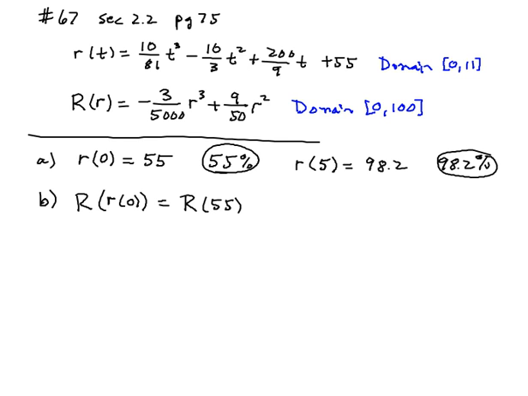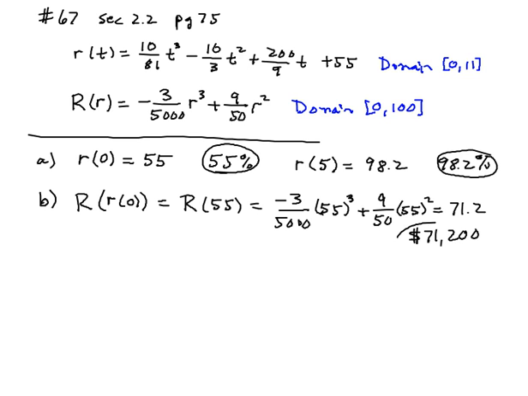55. And again, as I did before, I'm really, of course, just plugging values into my input variable there. I'm evaluating the function at different values of the input variable, in this case 55. And I get 71.2, but the output for the revenue function is in thousands of dollars. So the answer there is $71,200.